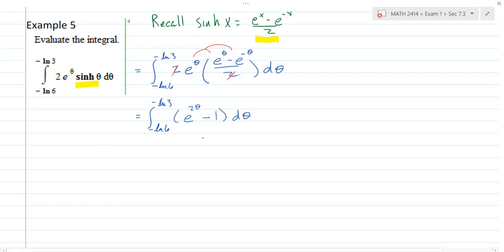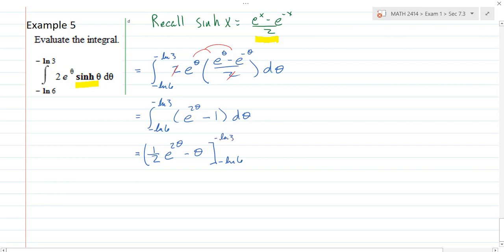So now we integrate this. What do we get when we integrate e to the 2 theta? We get 1/2 e to the 2 theta. And what do we get when we integrate 1? Just theta. And then we're going to evaluate this from negative natural log 6 to negative natural log 3.